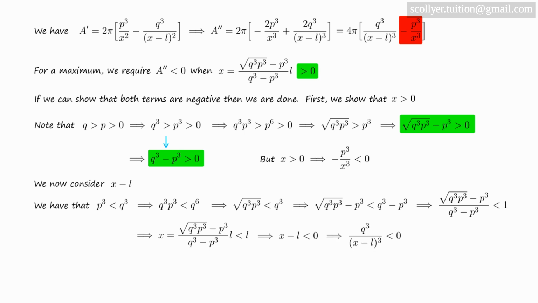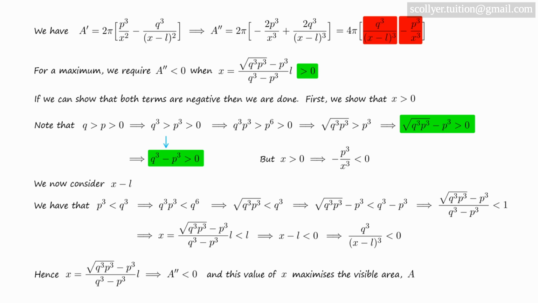And from that it follows that q cubed over x minus L cubed is also negative. And hence the other term in the expression for the second derivative is also negative. And so with the given value of x, we have that the second derivative is negative, and so this value of x maximizes the visible area A.